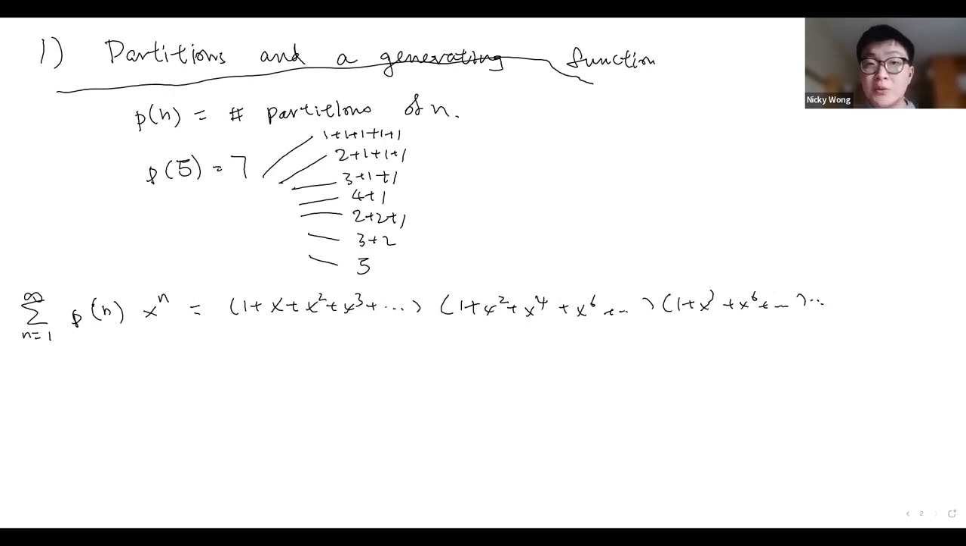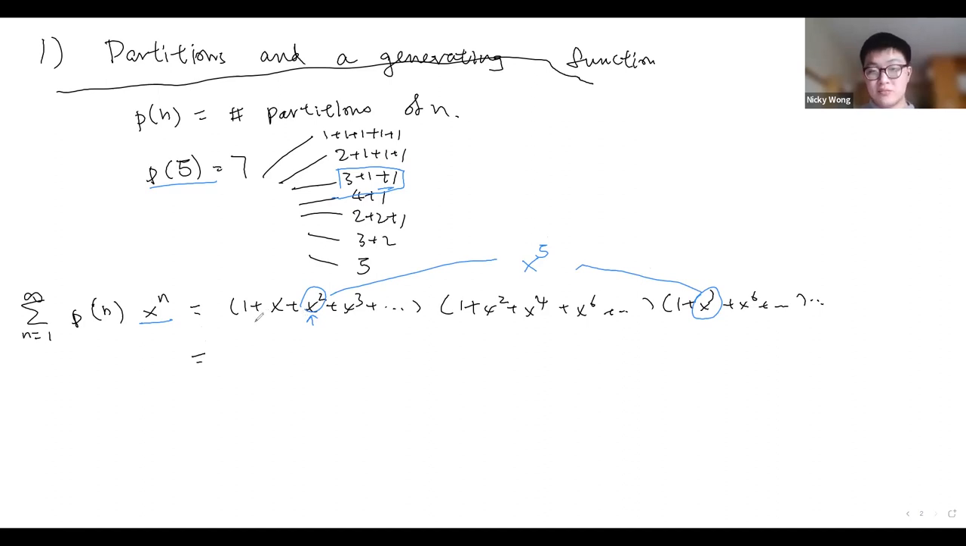So to see how this makes sense, let's look at a particular example of P of 5. So for P of 5, I want to look at the coefficient of x to the 5. And let's take a look at this one, 3 plus 1 plus 1. So the way to extract the 3 plus 1 plus 1 is, I get the 3 here, and the two copies of 1, I can get them from here. And these combine to give x to the 5. So that's a nice way to put things.